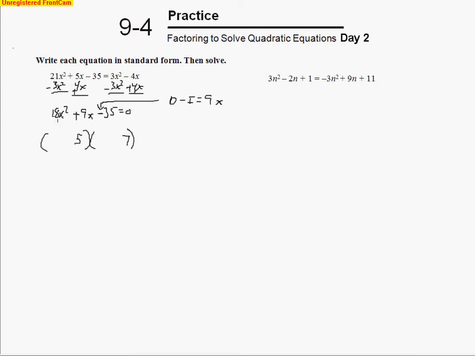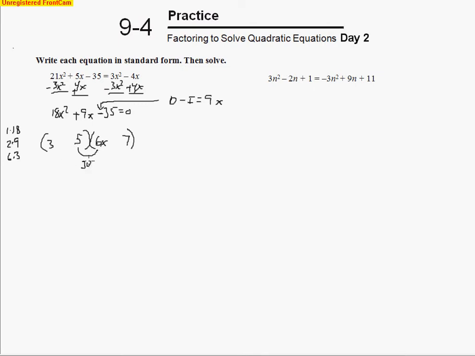18 has a few extra ones, and so my choices for 18 are 1 and 18, which I don't think it will be, 2 and 9, or 6 and 3. And I'm kind of going with 6 and 3 initially. I think I might be able to make that work. And so when I look at this, I've got 6 times 5 gives me 30. And then 3 times 7 gives me 21.